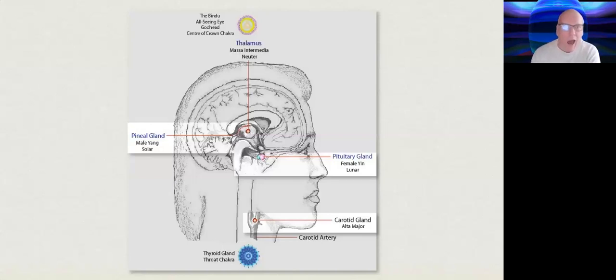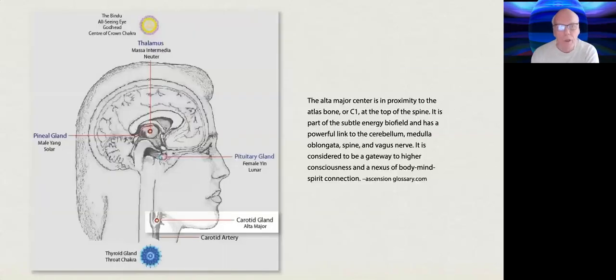Every source I found describes it as a chakra. For example, quote, the alto major center is in proximity to the atlas bone, or C1, at the top of the spine. It is part of the subtle energy biofield and has a powerful link to the cerebellum, medulla oblongata, spine, and vagus nerve. It is considered to be a gateway to higher consciousness and a nexus of body, mind, spirit connection.